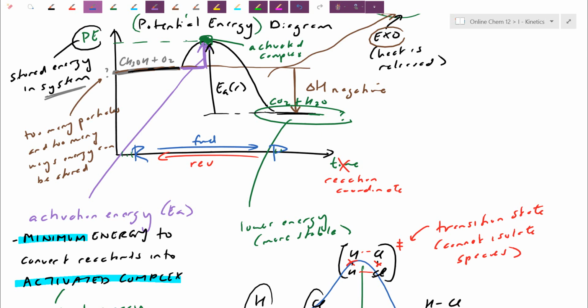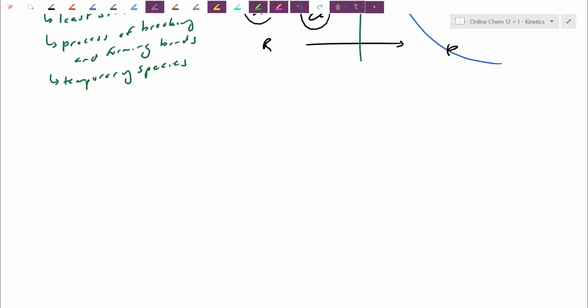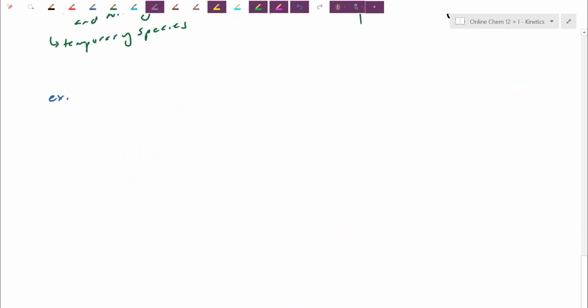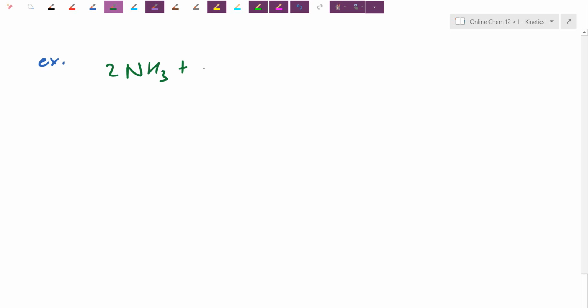All right? So let me just draw another diagram. It's getting a little bit too messy. We'll end off with this one. So let's do another reaction. Let's do it the other way: 2NH3 plus energy becomes N2 and 3H2. This is the reverse of a reaction called the Haber process.